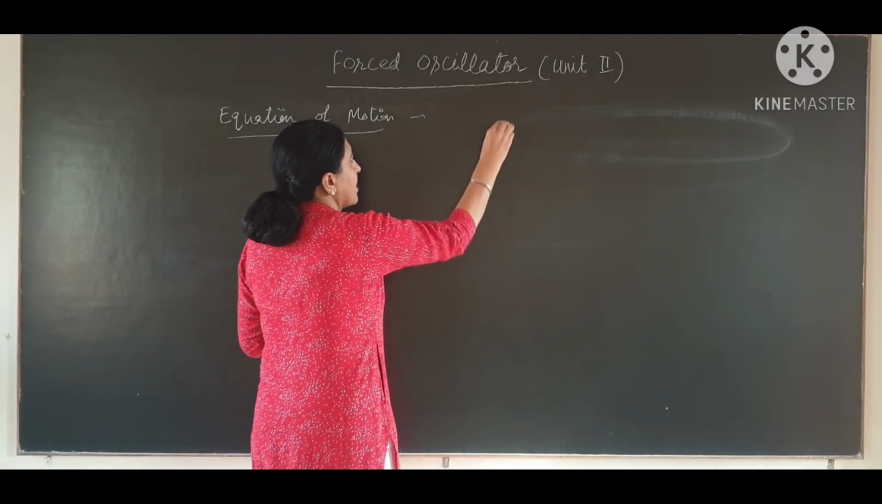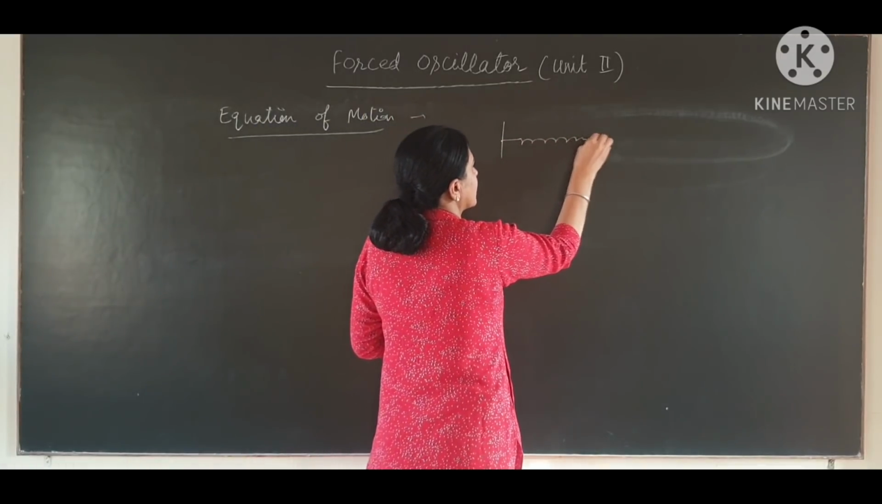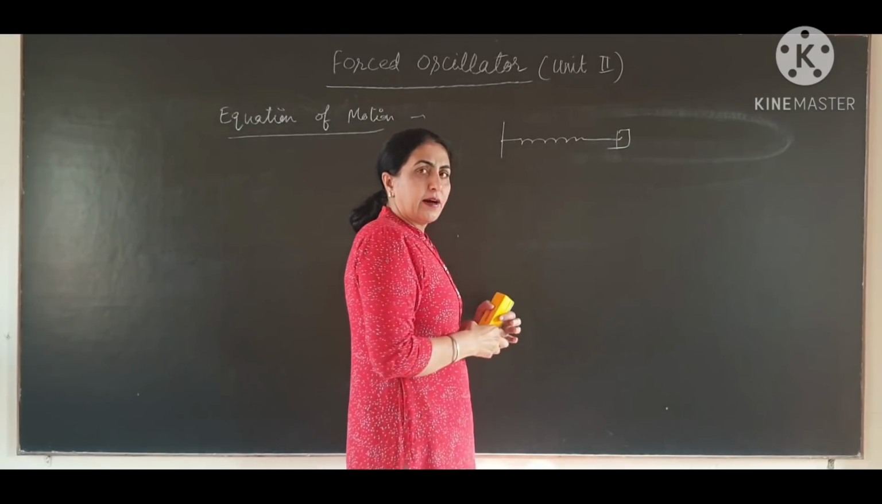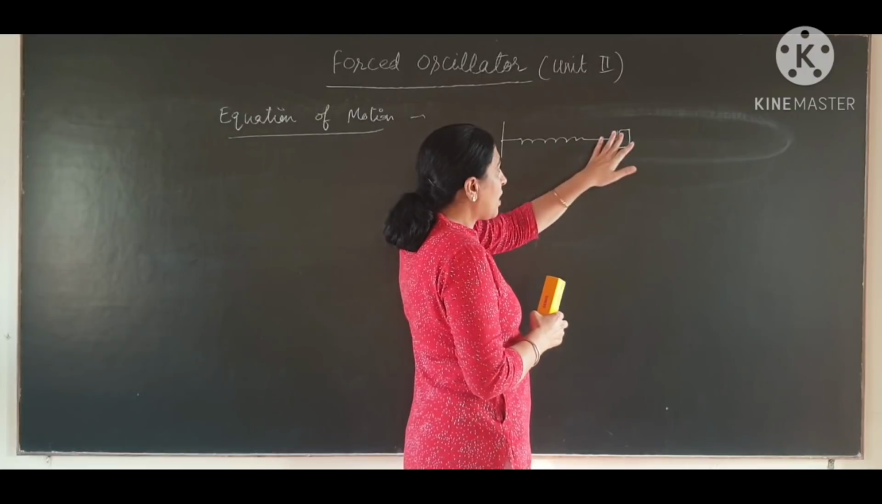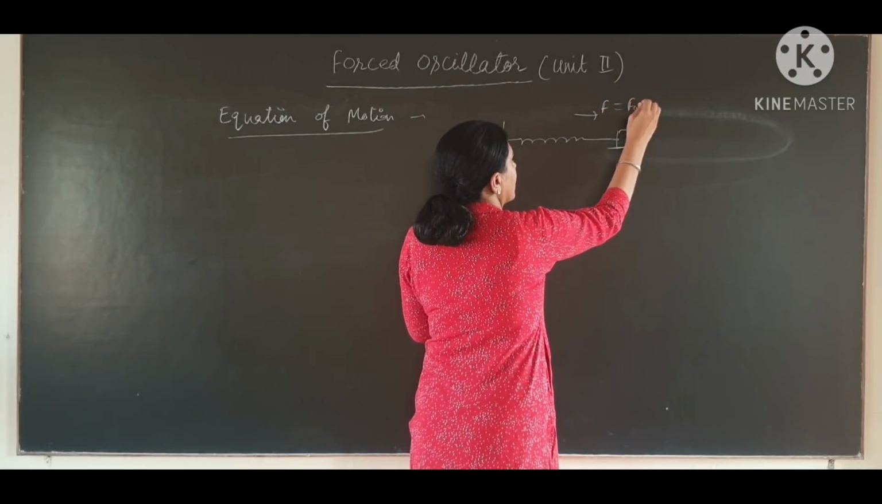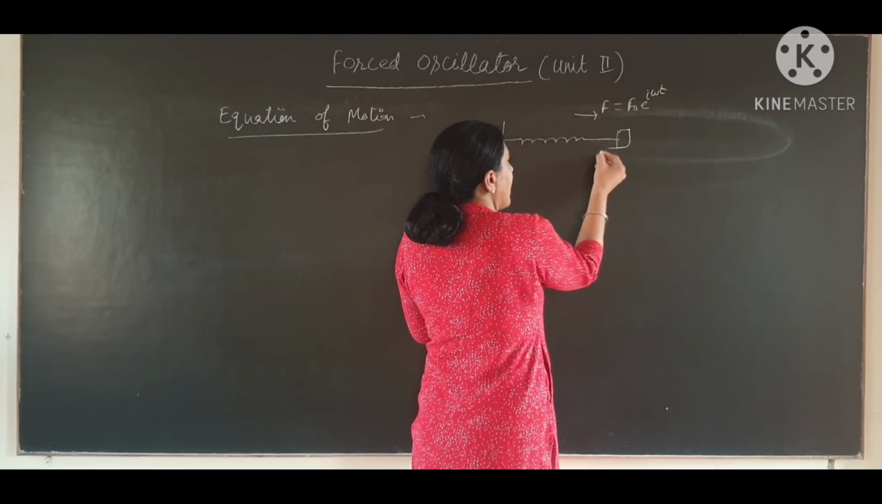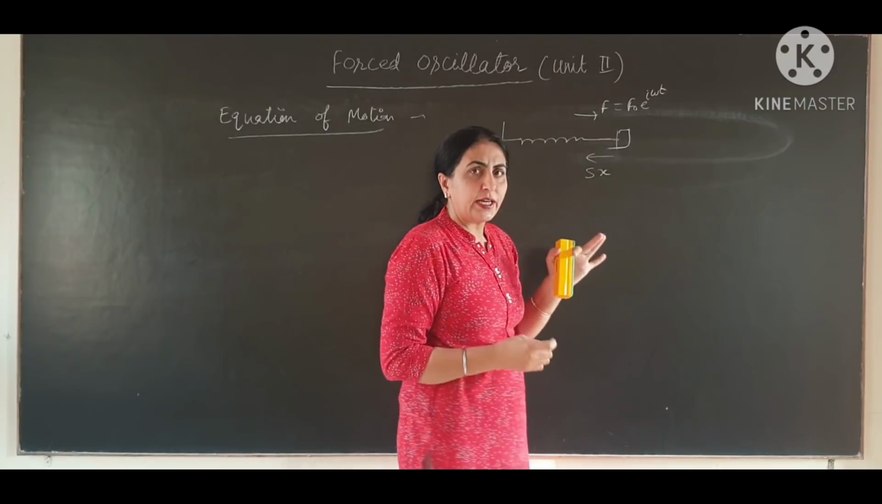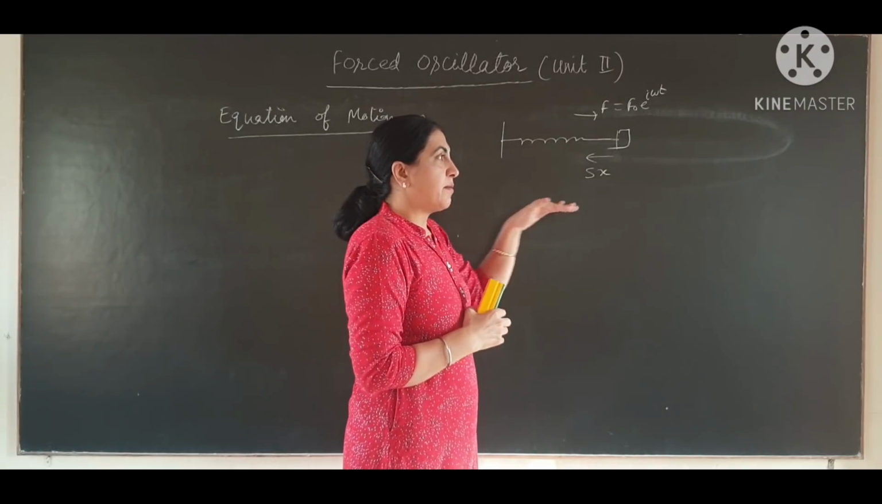The construction is the same. A mass is attached to a string. Now we are applying an external force F naught: F is equal to F naught e raised to the power iota omega t, and the restoring force acts in this direction.